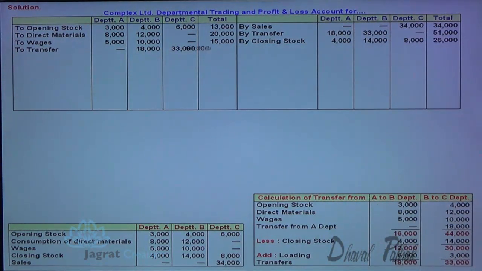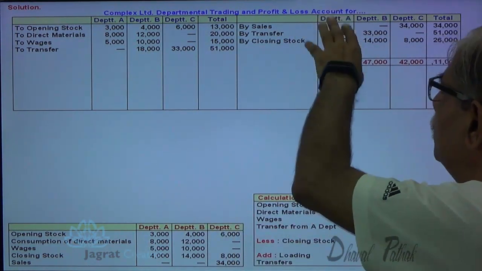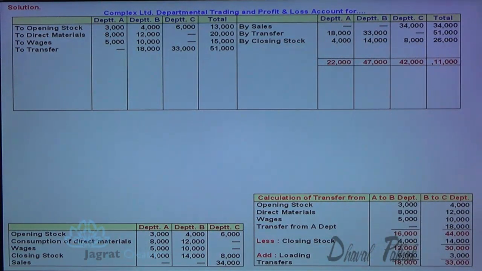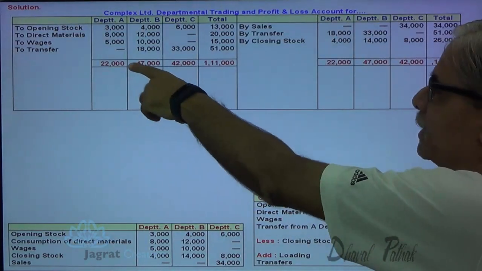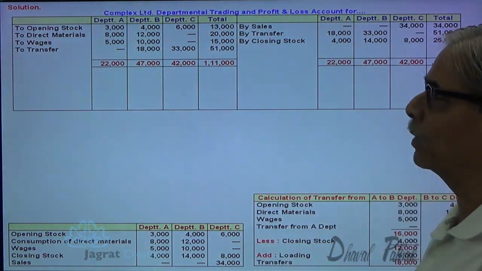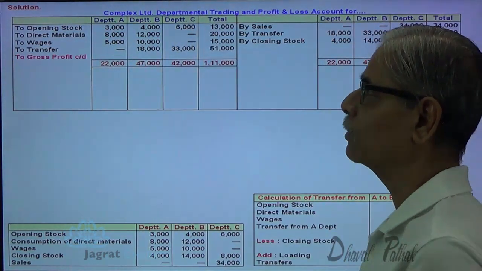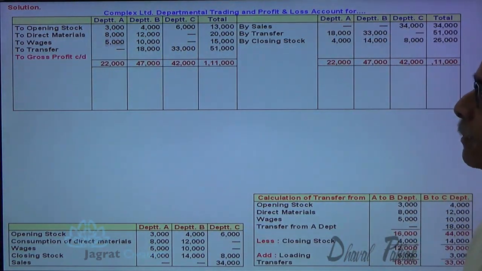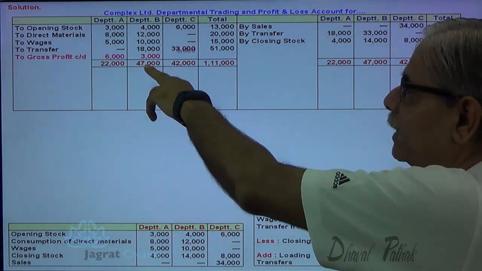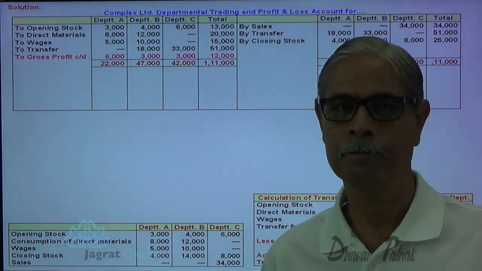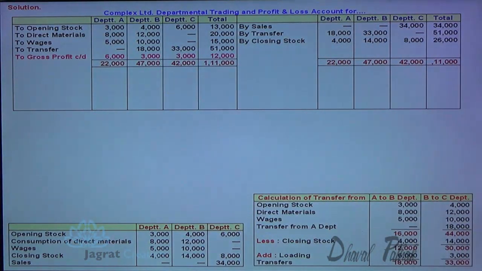Now I am given all the details. On the basis of that, let me find out the gross profit. So the total of credit is transferred to the debit side: 20,000, 47,000 and 42,000. 22,000 minus 3,000, 8,000, 5,000, 6,000. 47,000 minus 3,000, 3,000. This is how the gross profit is worked out. This gross profit is transferred to the credit side of the profit and loss account.